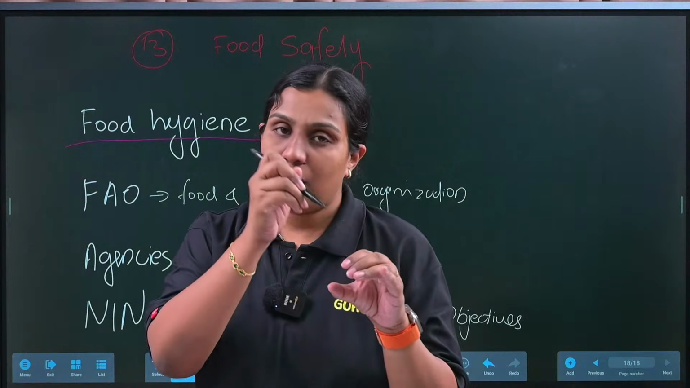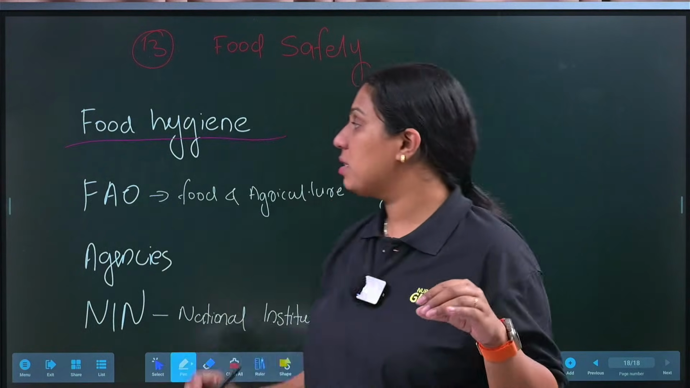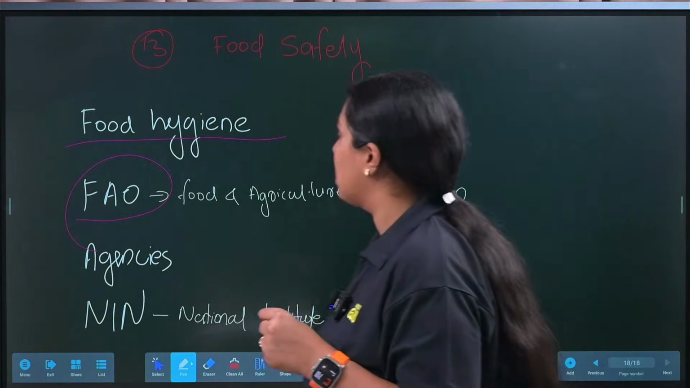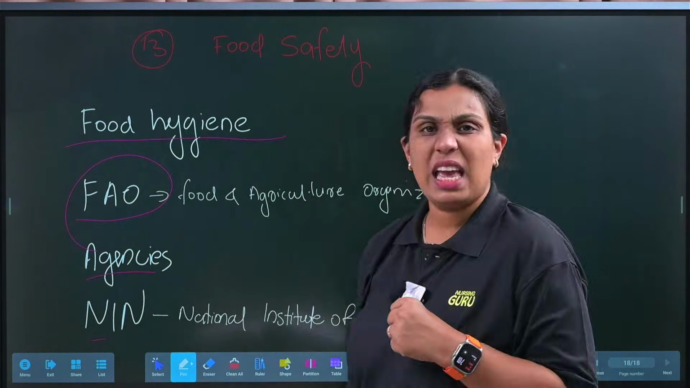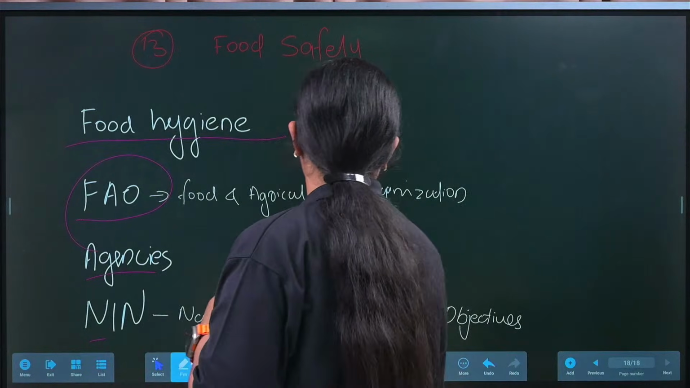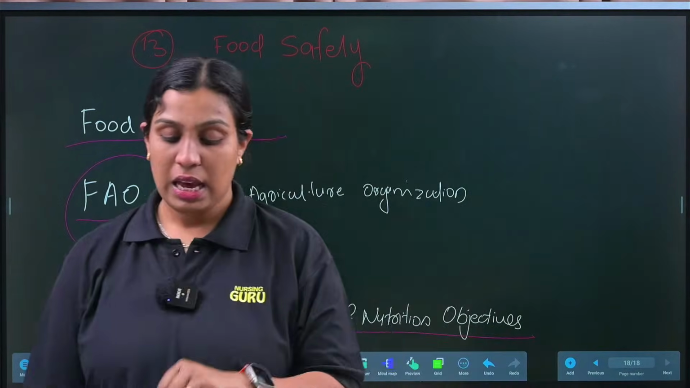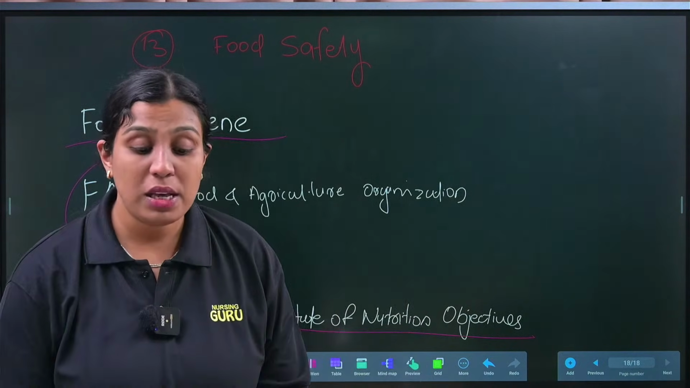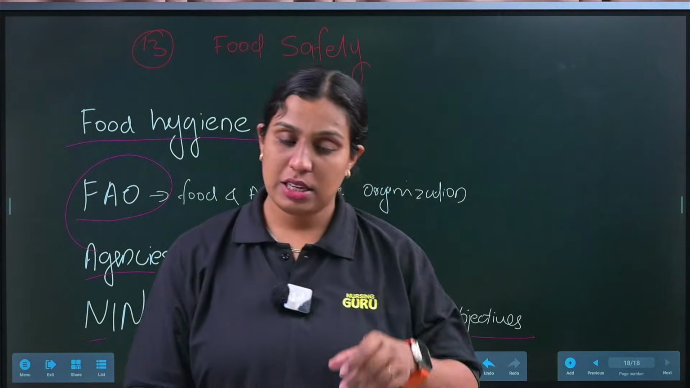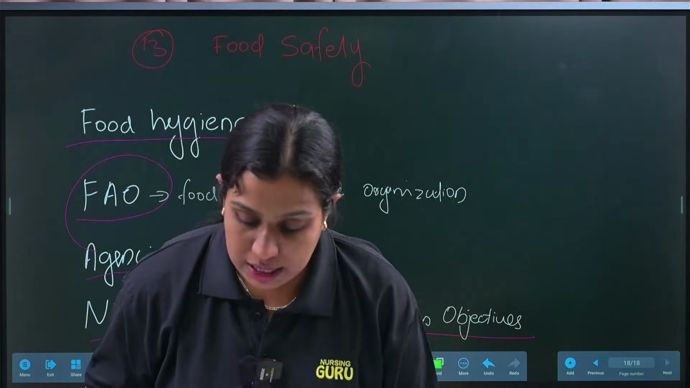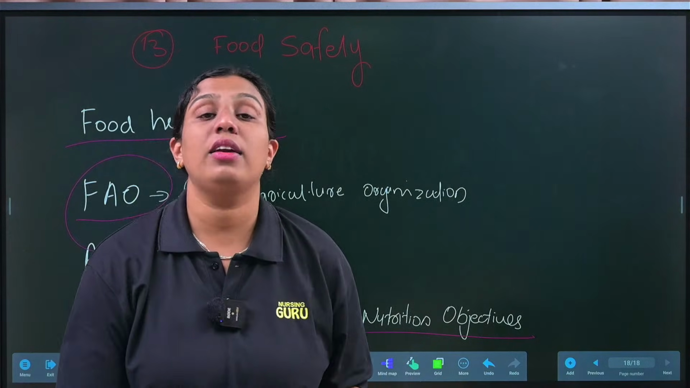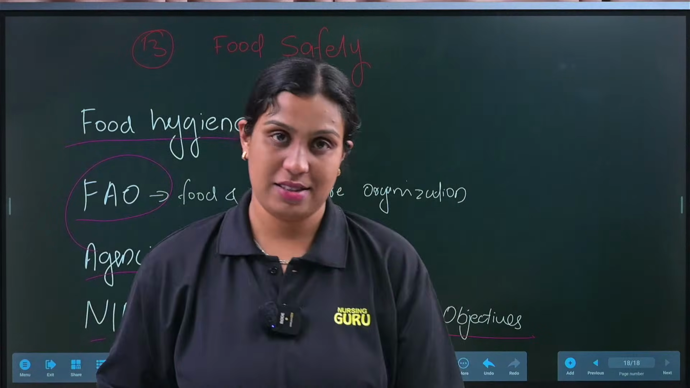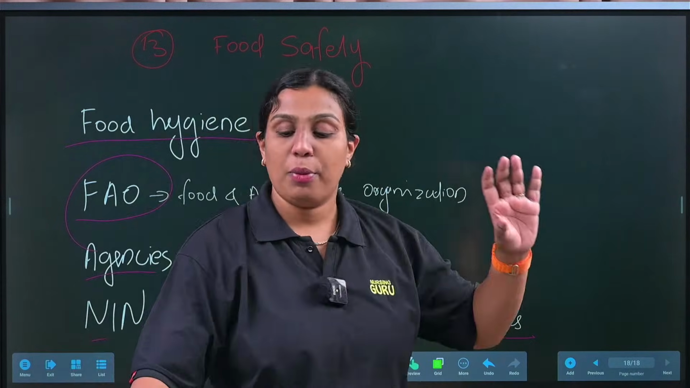When we are expecting a very short answer question from this area, FAO may be a question. FAO means Food and Agricultural Organization, and food agencies. NIN means the National Institute of Nutrition. Clear? What is the aim of FAO? To raise the living standard of the people and to improve the nutrition of the people in all the countries. That is the main aim of FAO.